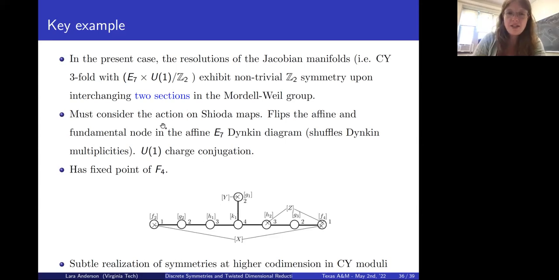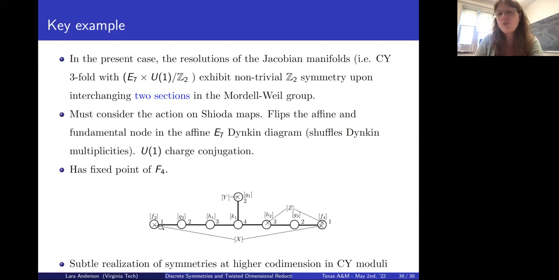I won't get into the details of what this means, but you have to consider an actual mapping of how you realize this U1 in terms of the geometry. This has to do with so-called Shioda maps, which tell you how to combine your sections in ways to actually generate a U1 gauge group. It turns out this flips the affine and fundamental nodes in an affine Dynkin diagram and ends up being U1 charge conjugation on various states. The point, though, is that it has a fixed point of F4.